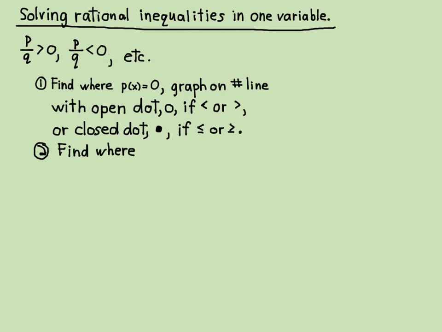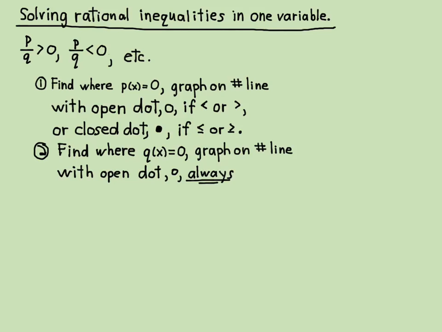Second, you want to find where the denominator is 0, because those give asymptotes or a hole in the graph, and in those cases the expression could jump from positive to negative or negative to positive without passing through the x-axis. Okay, so we need to know where the numerator is 0 and where the denominator is 0.